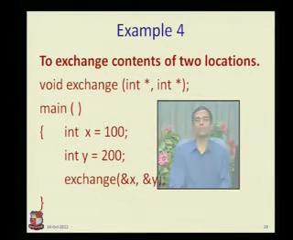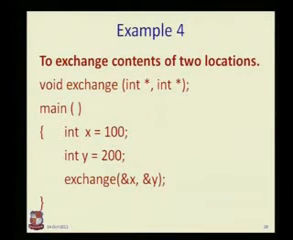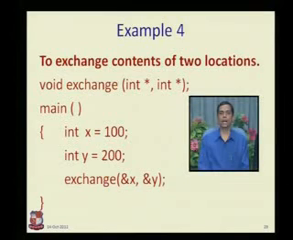Another example where it can be used: it can be used to exchange the content of two locations. Okay, I define variables x and y, say 100 and 200. I need to swap these values. I need to make x equal to 200 and y equal to 100. So how can this be done using pointers?